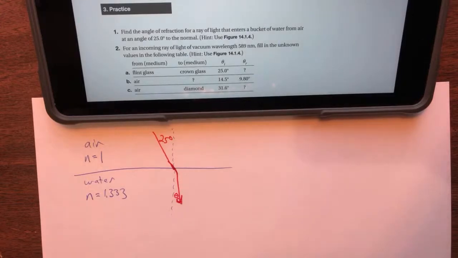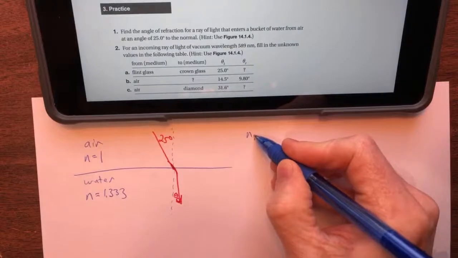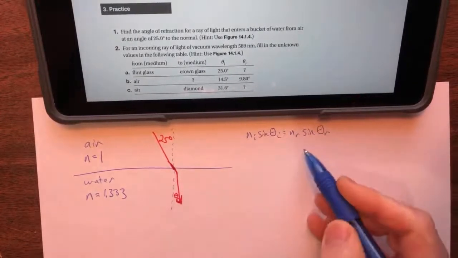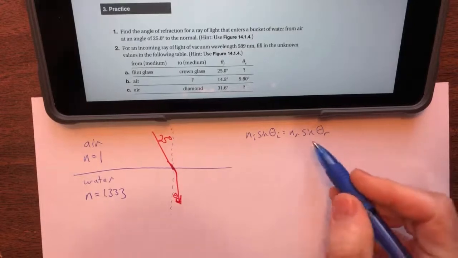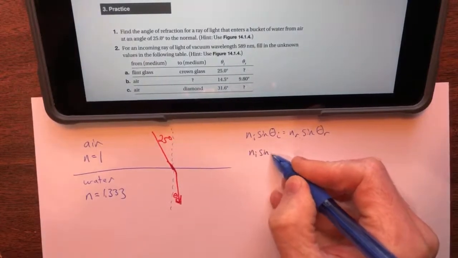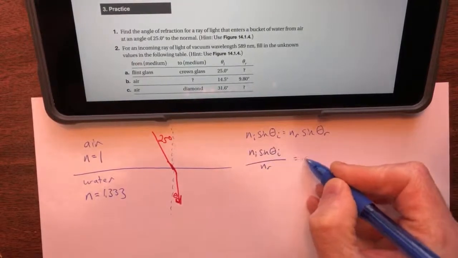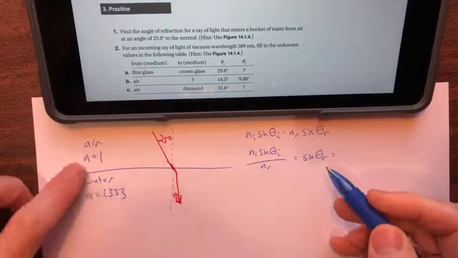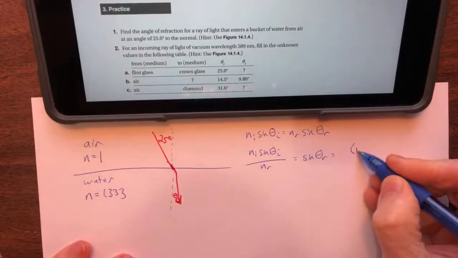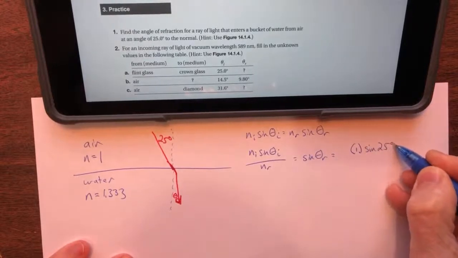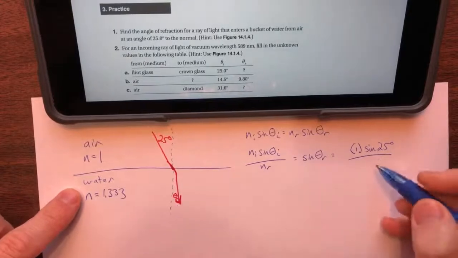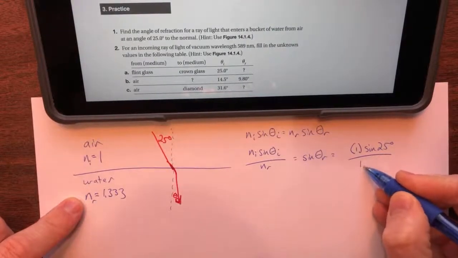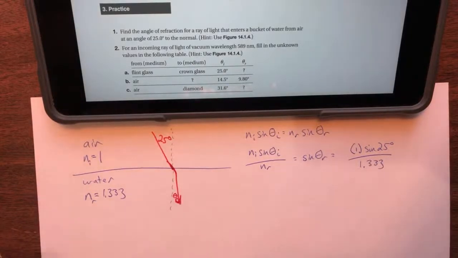For number 1, we're going to use Snell's law, where Ni sine theta I equals Nr sine theta R, and we want to solve for theta R. So we're going to rearrange this: Ni sine theta I over Nr equals sine theta R, and then we'll take the inverse sine of whatever we get at the end. The incident material is just air, so Ni is 1. And then we have the sine of 25 degrees, and we're trying to figure out what this angle is. Nr is 1.333. Go ahead and plug that into our calculators.